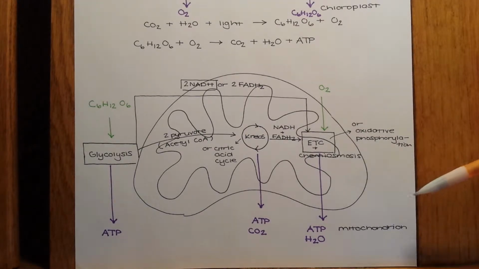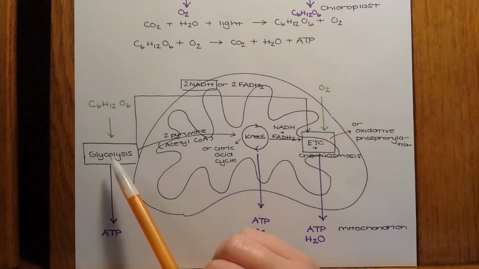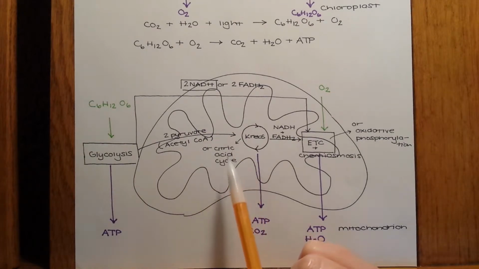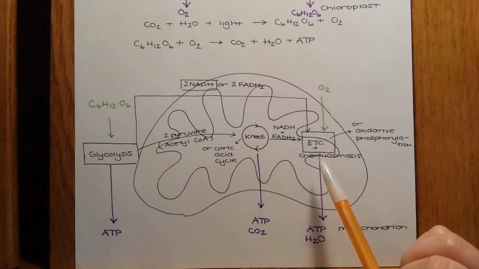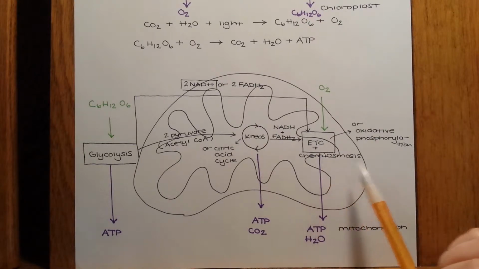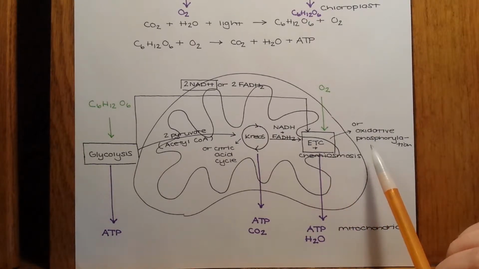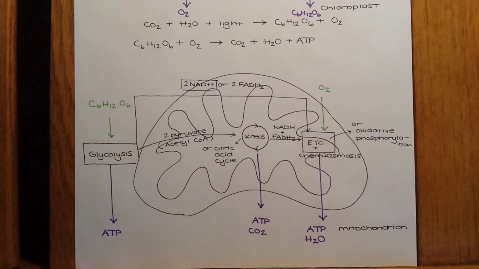The idea that plants not only go through photosynthesis, but they also go through this process of cellular respiration as well. If you're looking at this picture of a mitochondrion, you can see that I have the 3 steps of cellular respiration labeled here. So I have glycolysis, I have the Krebs cycle, otherwise known as the citric acid cycle, and I have the electron transport chain and chemiosmosis, which together would make up oxidative phosphorylation.